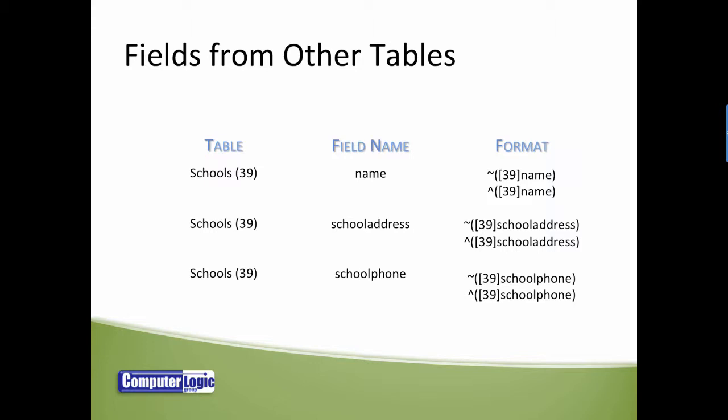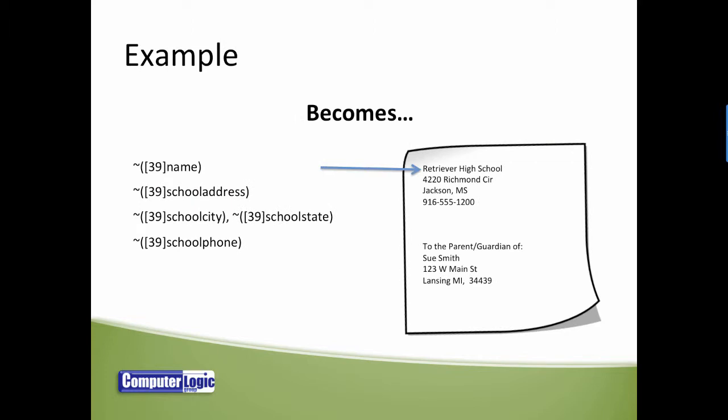Now the advantage of using this is that if you have multiple schools, it will allow you to use the same report irrespective of what school you're printing it for. So the elementary school will print out the elementary school name, and the high school will print out the high school name. So I always recommend that if you have the opportunity to use the codes, then you aren't creating multiple reports. So in this example, I'm pulling tilde, parentheses, square bracket 39, name, and it's giving me Retriever High School. Same thing with the address, the school city, school state, and school phone.